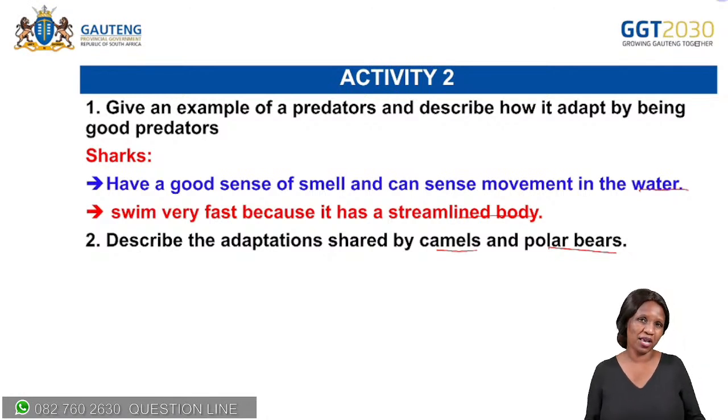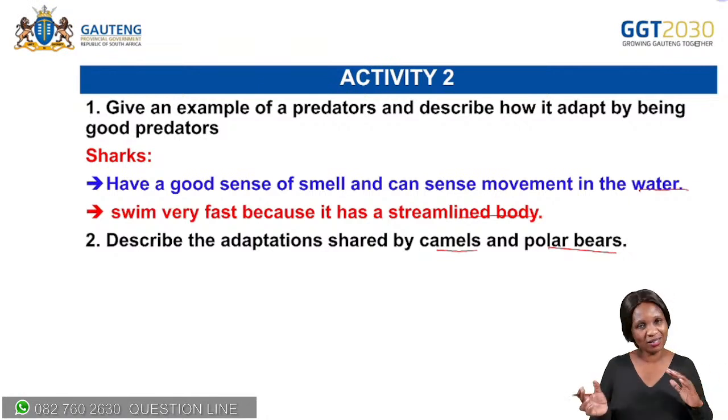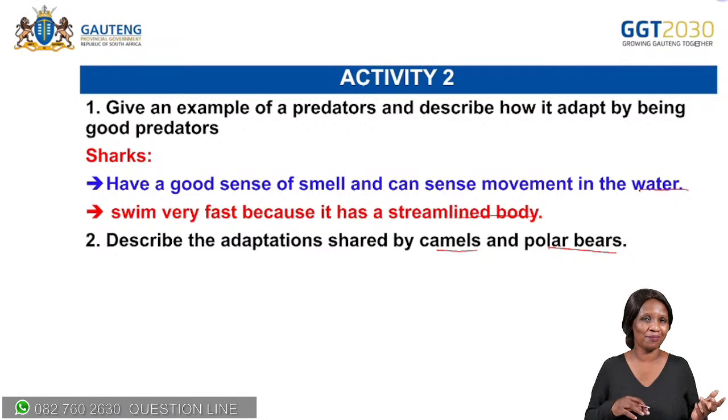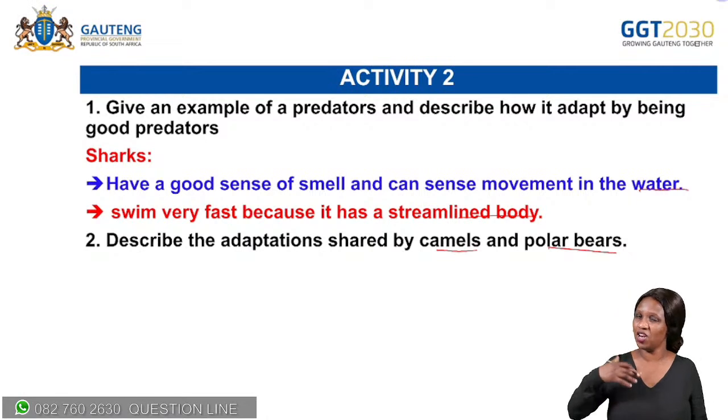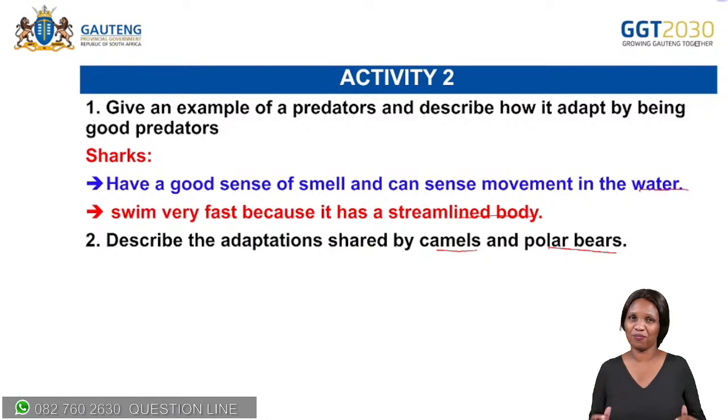And if we look at polar bears, they also survive in extreme environments, but it is opposite to the camels. Why? Because the polar bears survive in icy or snowy areas. All right. It is very cold where they survive, and then they've got thick fur that protects them from the cold. They even have fur on the soles of their feet to protect them from the cold. And then it has got small ears so that heat cannot escape easily.